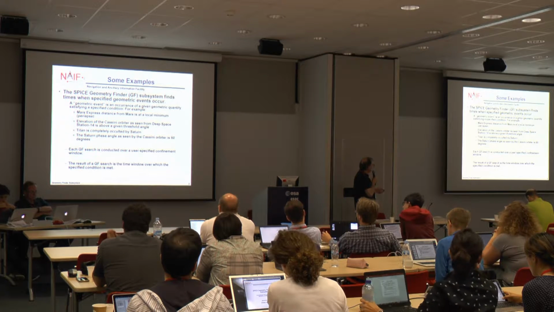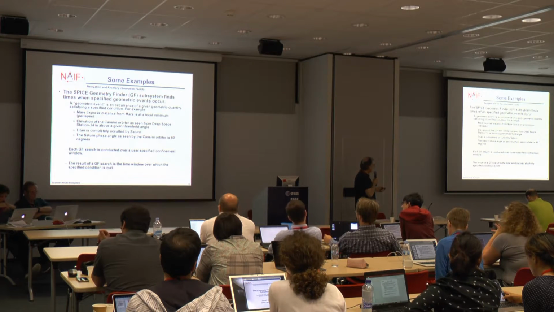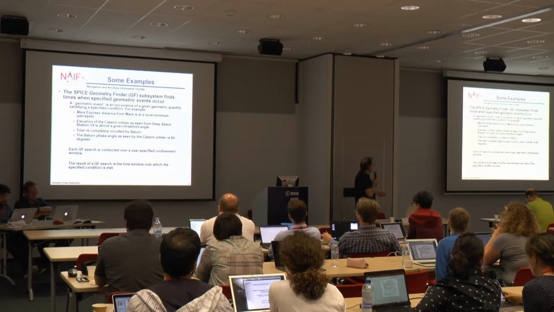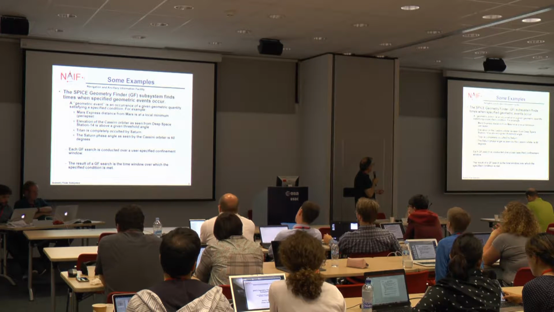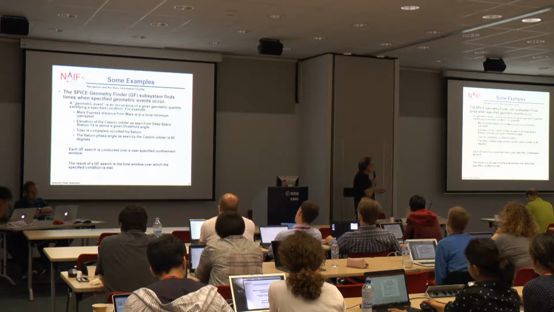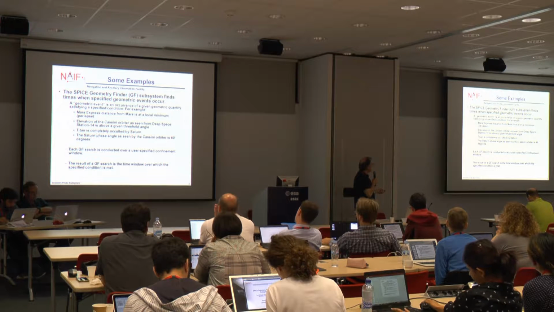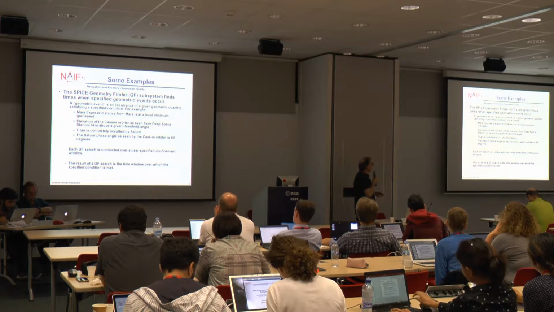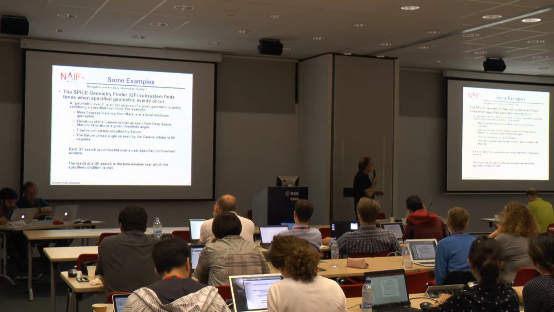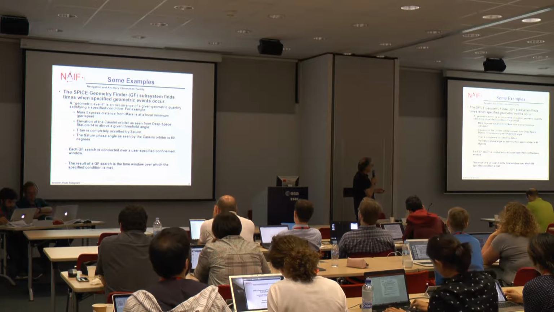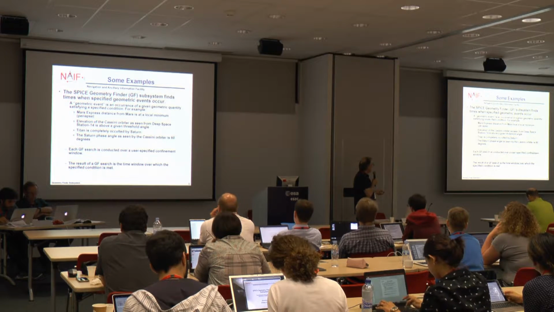Each geometry finder search is conducted over a user-specified confinement window. And this is a term you'll see again and again. This is an input to the geometry finder routines. The confinement window is a time interval, or union of time intervals, over which a search is to be conducted. And the result of a GF search is also a time window over which the specified condition is met.